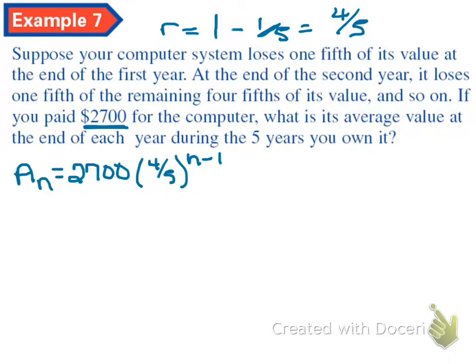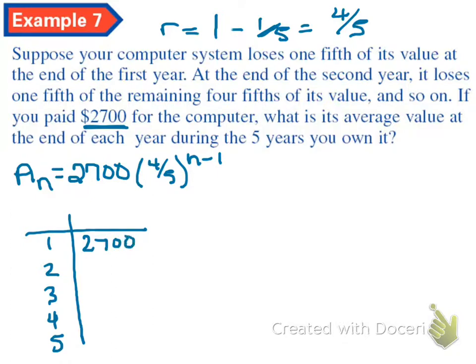If we now do a table of values using our rule for the first 5 years, we'll see that we have a problem with our rule. Because if we put 1 in for the first year, it makes the value at the end of the first year $2,700, exactly what we started with. But it said that we lost 1/5 of the value at the end of the first year. So we need this first term to represent the value at the end of the first year.